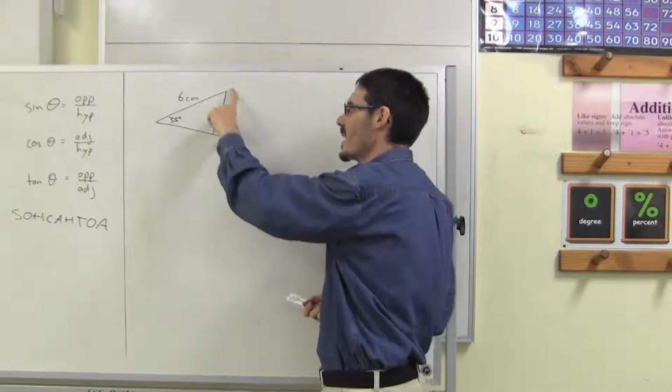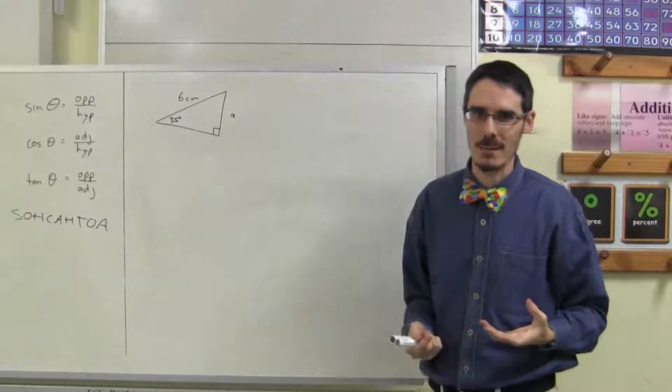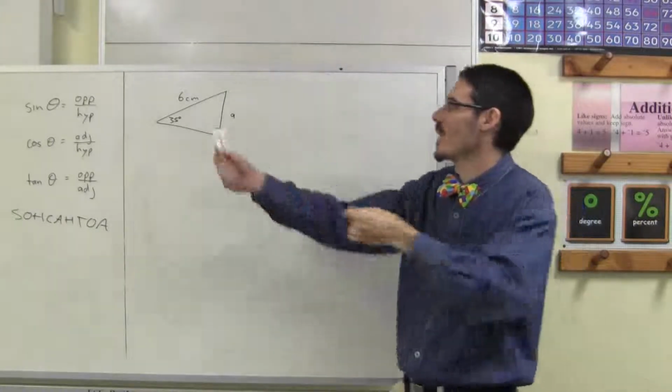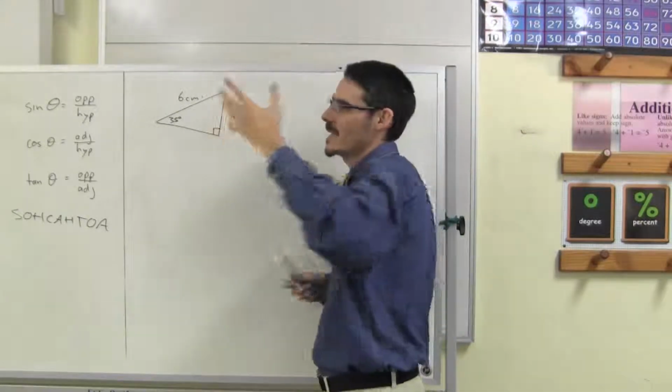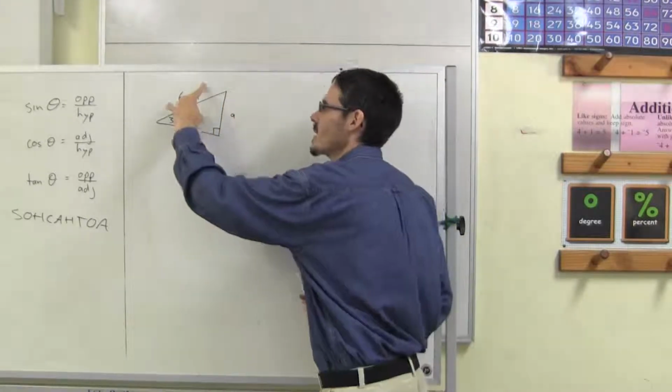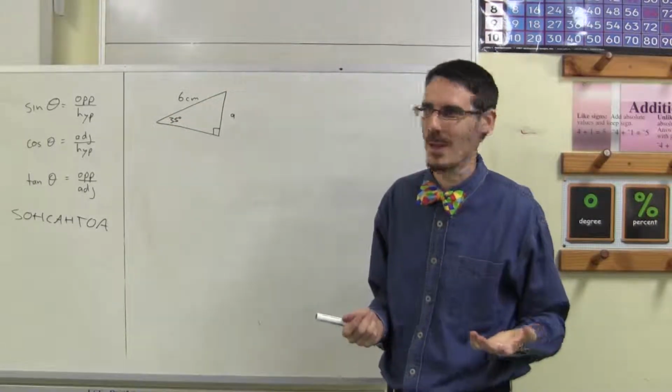The letter, the pronumeral if you prefer, indicates which side I'm interested in finding. This might have been a problem where I was lining something up, or designing a triangle to fit in somewhere. I knew it would have to be 6 centimetres here and 35 degrees. How tall does my triangle have to be?